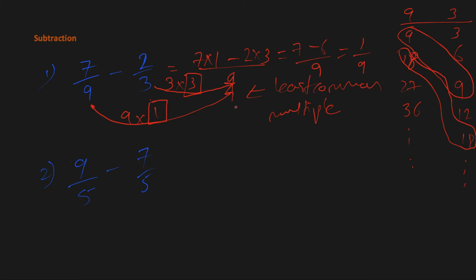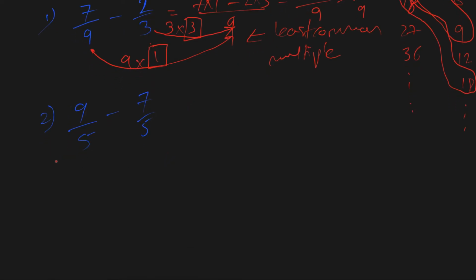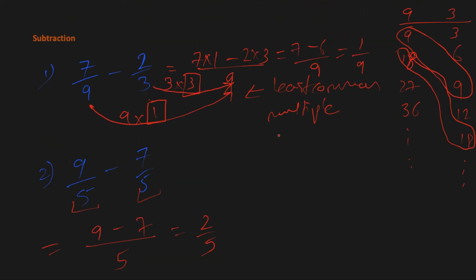So that's how you solve a subtraction. Let's look at another example where the denominator is the same. If you remember, if the denominator is the same, we just use that denominator as is, and we just subtract the numerators as is. So in this case, 9 minus 7 would be 2 over 5. And that's it. So it's similar to how we did addition. The only difference, as you can see, is just the sign. Everything else remains the same.